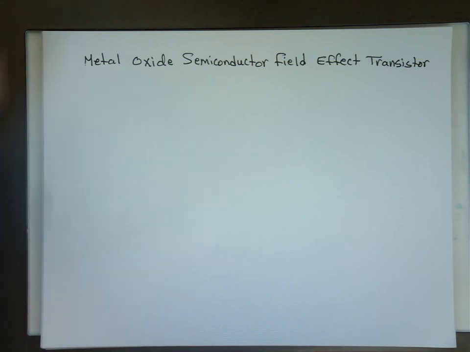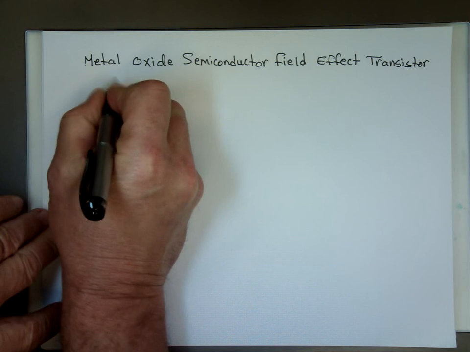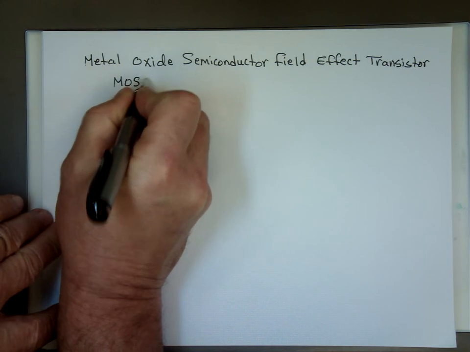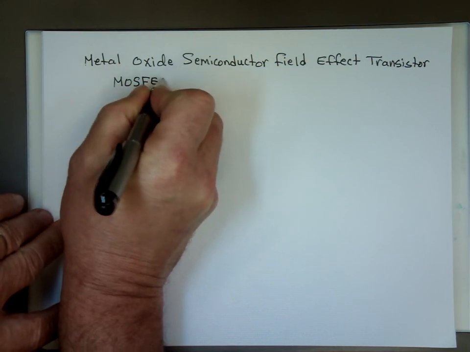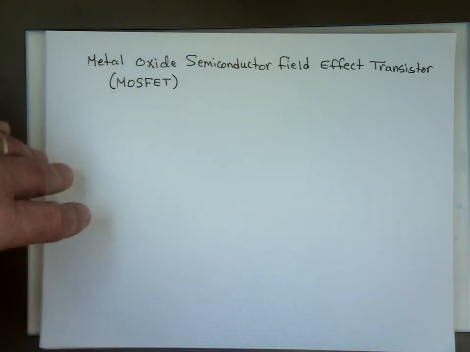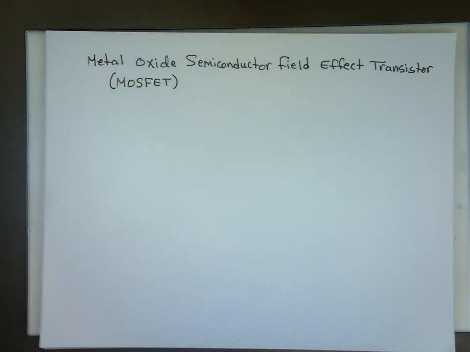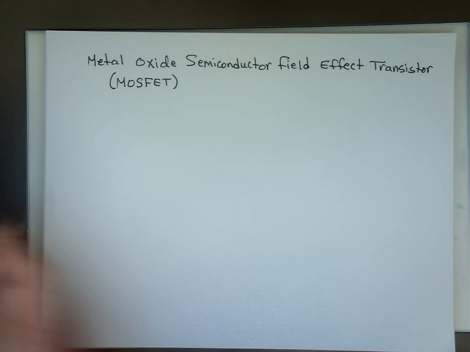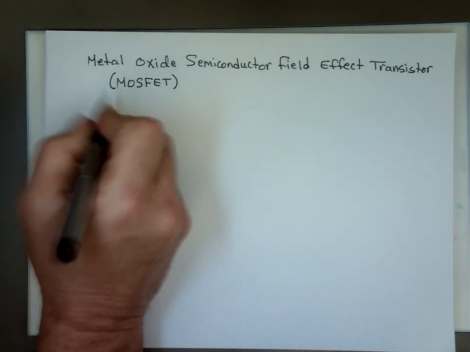Okay, let's look at the metal oxide semiconductor field effect transistor. That's a long name for it, so what we always say is MOSFET. Now in the previous videos we looked at JFET, junction field effect transistors. The truth is MOSFETs are the most used transistors today. So they are the most used ones.